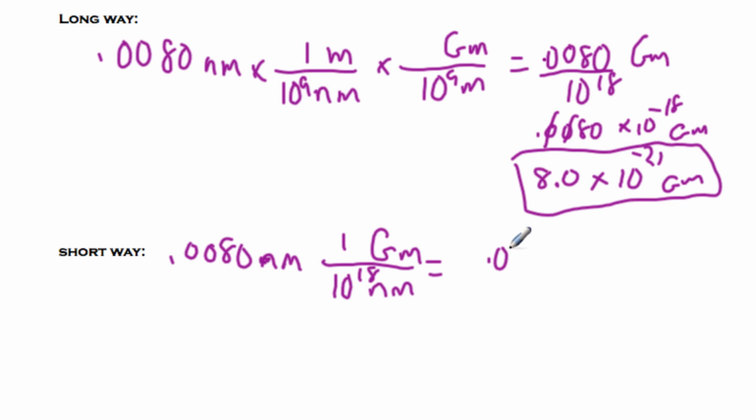Writing this out again, we're going to have 0.0080 times 1 over 10 to the 18th, which is going to be 10 to the minus 18th gigameters. And once again, we can convert that to scientific notation.